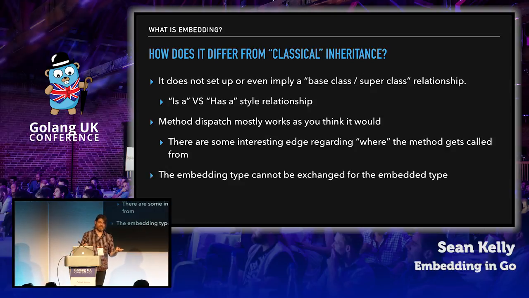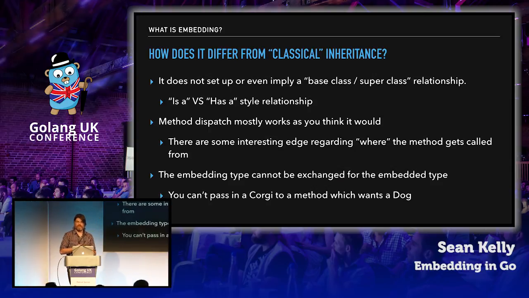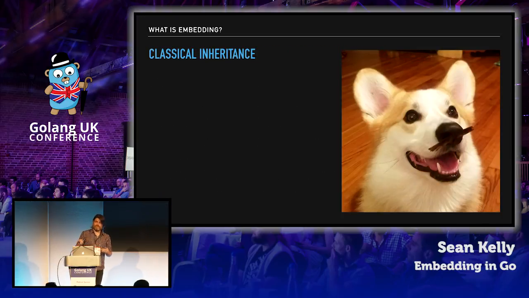And another big difference would be that the embedding type, so the type that embeds another type, cannot be exchanged for the embedded type. So again, in that car example, or if you might want to think of, say, a corgi, you have a function that accepts a dog. Well, you can't pass a corgi into a dog function in Go anyways, because there's no direct relationship that says, oh, this is actually a dog, so I'm just going to pare it down to what is a dog for this function. You could use it if you wanted to, but we'll go over a couple reasons why you probably shouldn't touch the embedded field after you've embedded it.